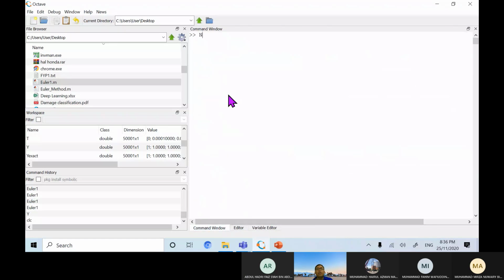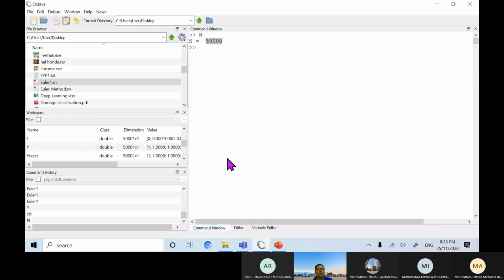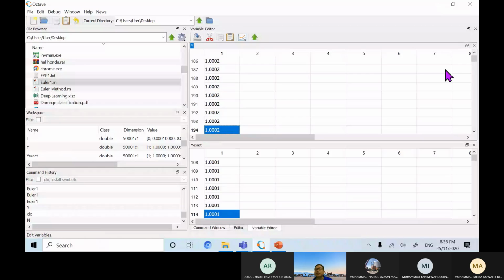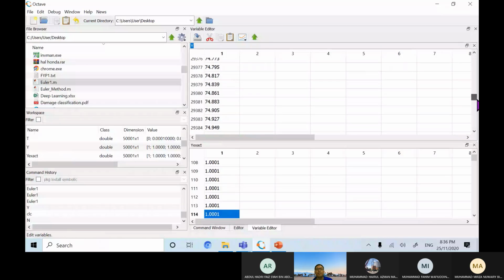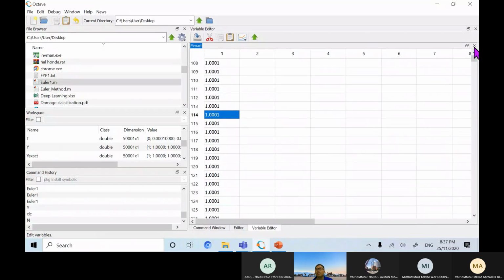N dia 50,000. 50,000 points. So benda ni ada 50,000 points. Nampak dia ada 50,000, banyak gila ni. So that's why bila H kecil daripada 0.001 tu, dia dah tak boleh mampu nak calculate sebab maybe memori dia tak cukup ataupun memang that is the maximum precision yang dia boleh pergi.